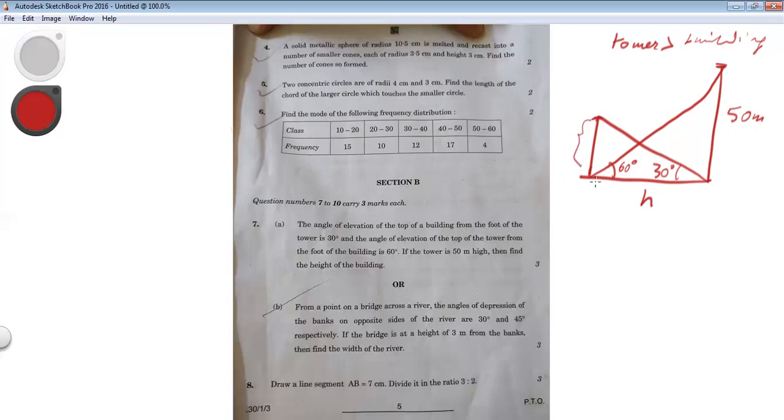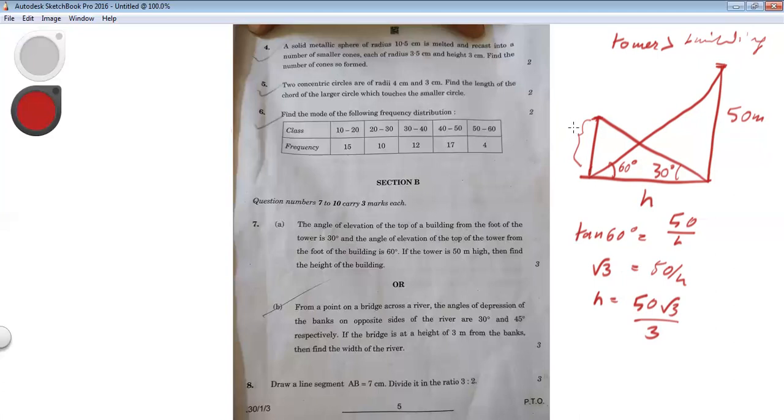Now for that it is very simple. First you need to apply tan 60. Tan 60 degrees is nothing but 50 by h, right, and tan 60 is √3. So therefore √3 equals 50 by h. So therefore h becomes 50 √3 by 3, right?